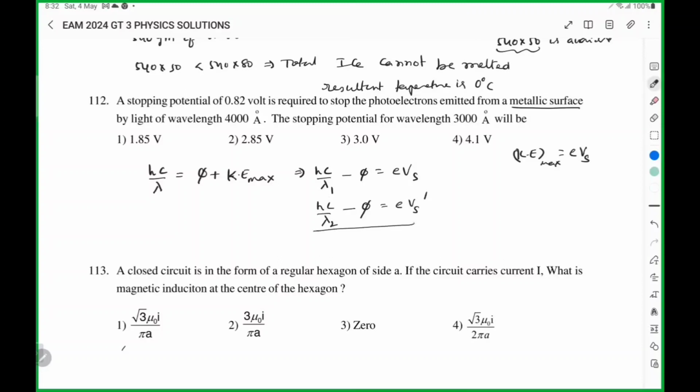So subtracting one from other, 1 by lambda 1 minus 1 by lambda 2 is e into Vs minus Vs dash. Let's see, here is 1240 electron volt nanometer, 1 by lambda 1 minus 1 by lambda 2. Here it is electron volt by charge. So Vs minus Vs dash.